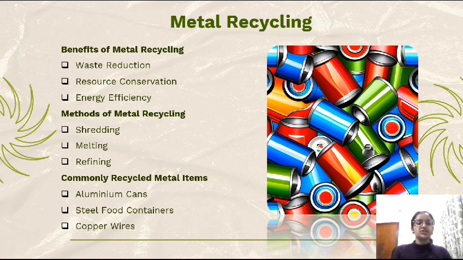There are various methods of metal recycling, including shredding, melting, and refining. Shredding breaks down scrap metal into smaller pieces, while melting involves heating the metal to its melting point and then reforming it. Refining involves removing impurities from the metal to improve its quality. Common household items that can be recycled include aluminum cans, steel food containers, and copper wires.